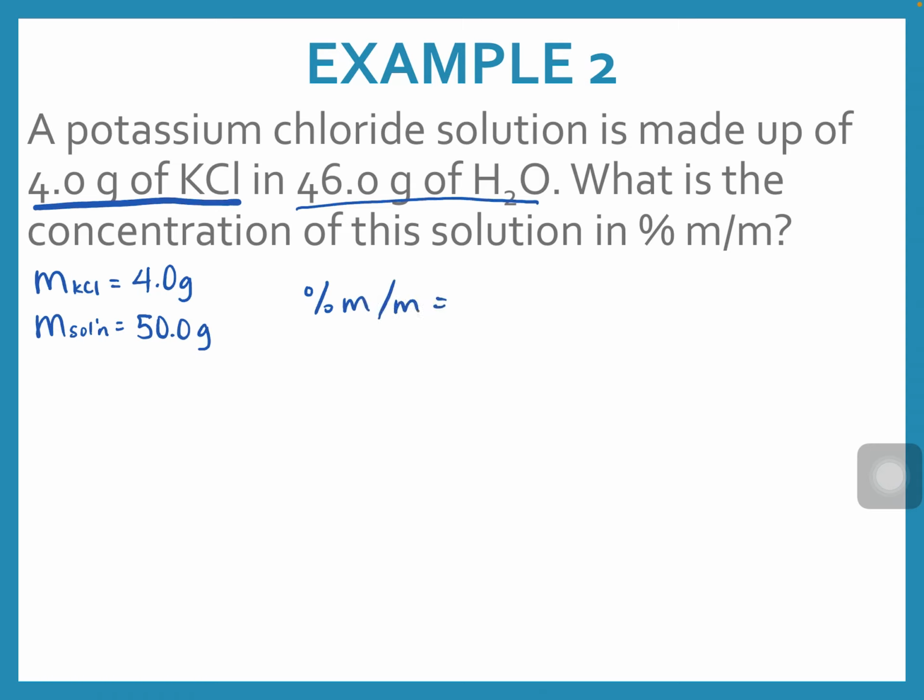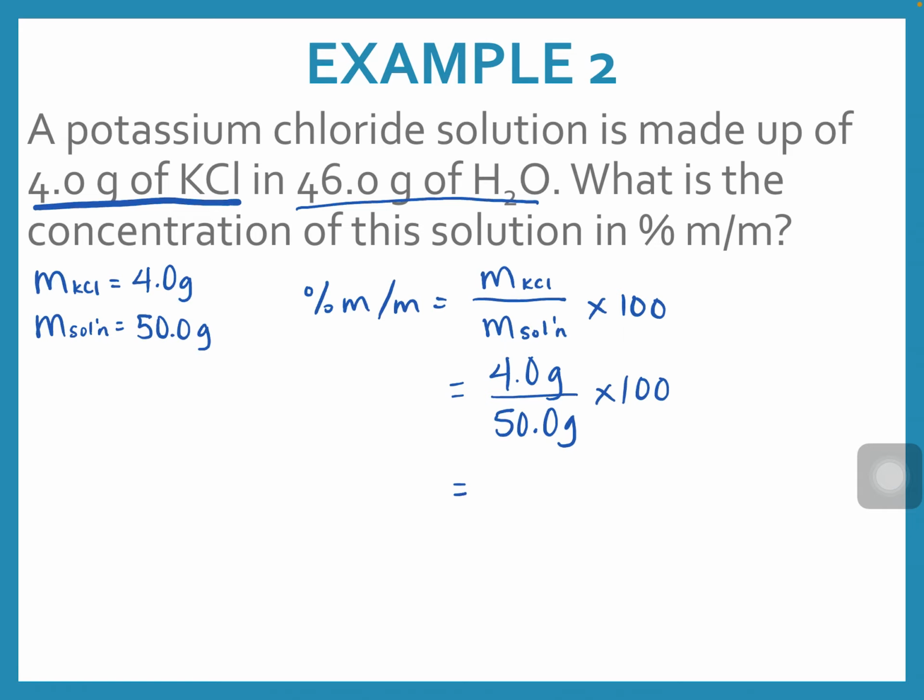So I have my mass of solute divided by my mass of solution times 100. So that is 4 grams divided by 50 grams, and that is going to give us an 8% mass to mass concentration of potassium chloride in this solution.